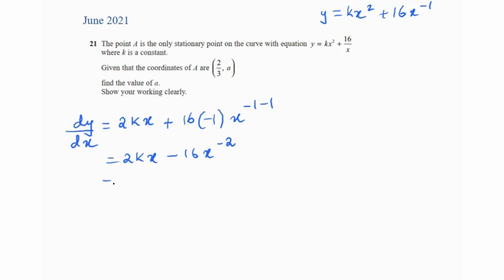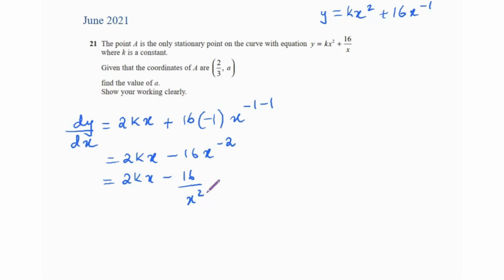For your ease, now you can bring it down and write it as 16 over x squared. I hope that makes sense. If there's still any confusion about this, please leave a comment below and I'll try to help you out.